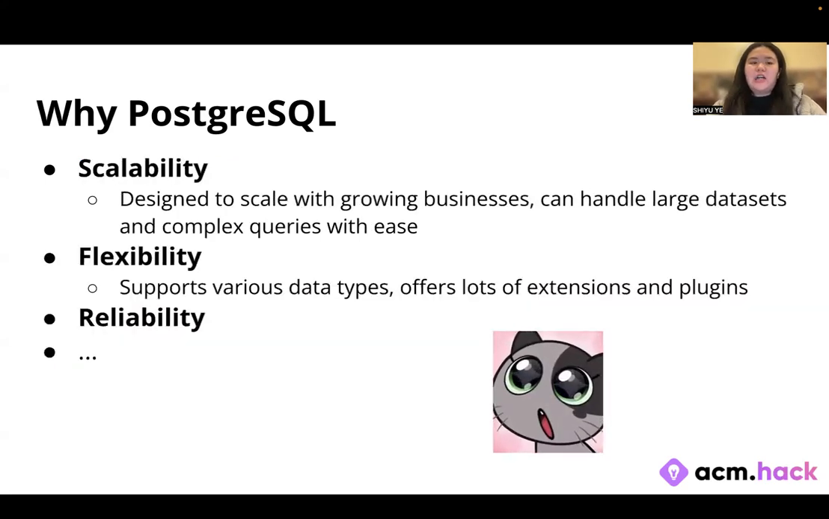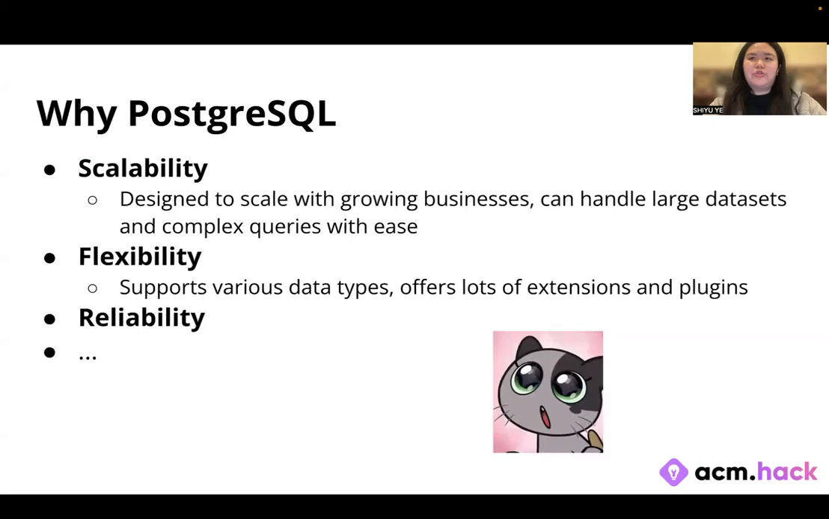There are a couple of reasons why it became the industry standard. That will include its scalability, flexibility, reliability, and so on. So scalability, it's designed to scale with growing businesses, which means that it can handle large data sets and complex queries with ease. And as for flexibility, PostgreSQL supports various data types, offers a lot of extensions and plugins that can be employed to enhance efficiency and also provide more features. So reliability basically means that the data you store is stable, is reliable, is secure.